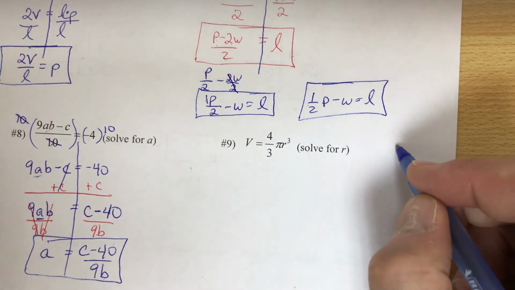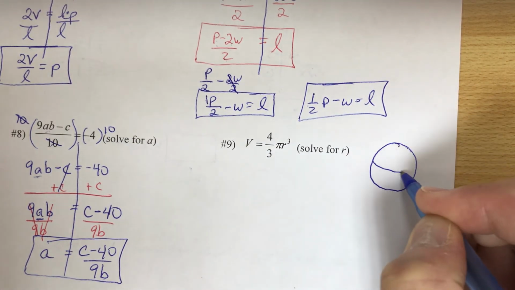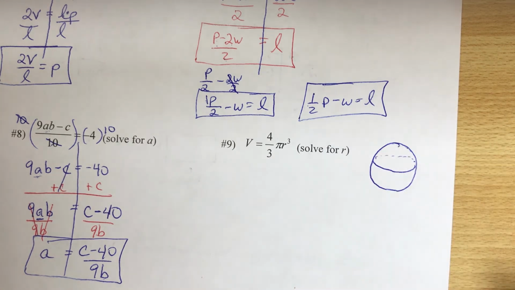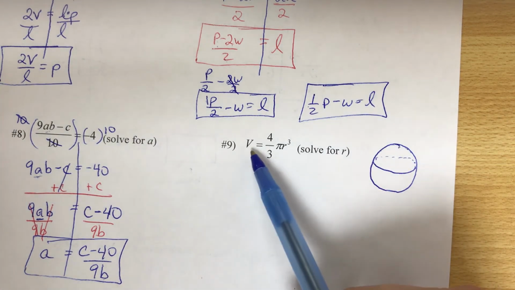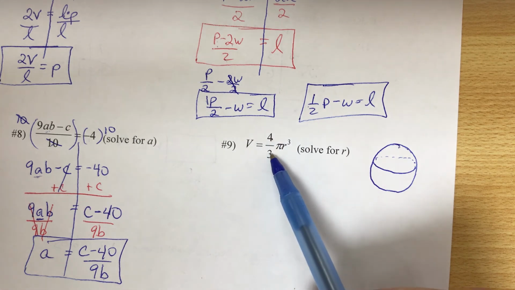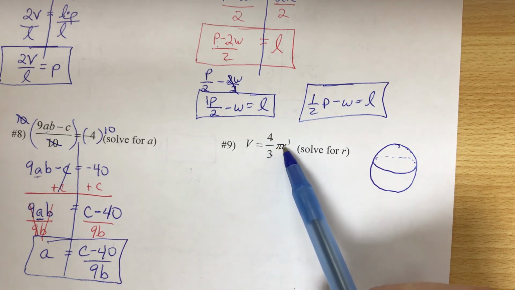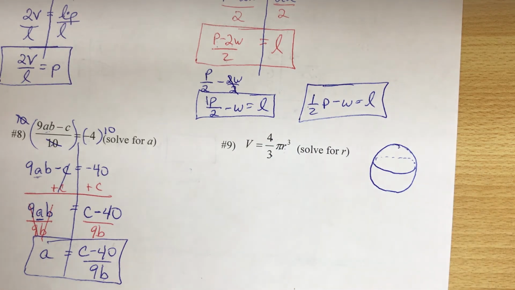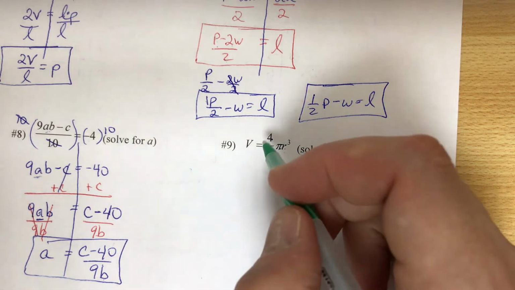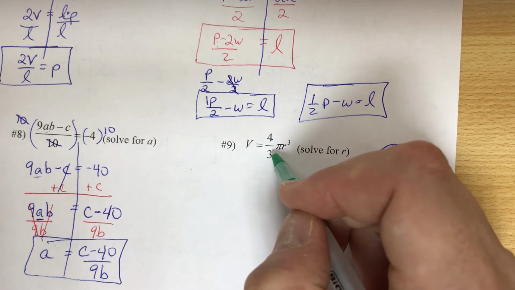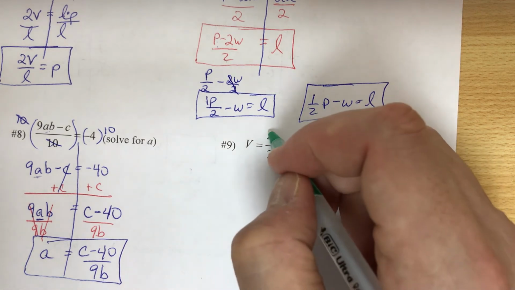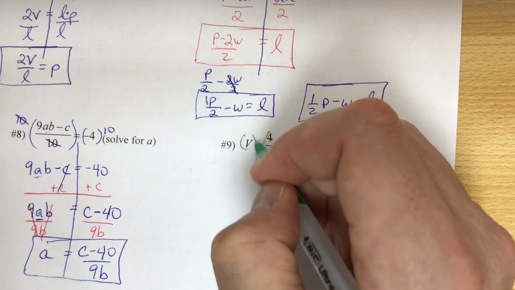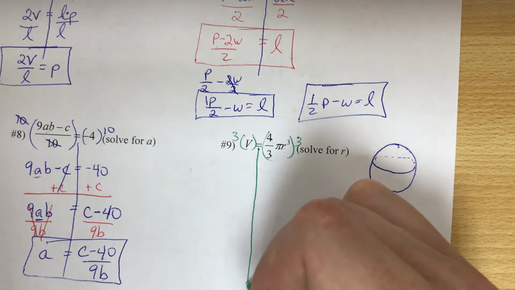This is actually for a sphere, which is a ball. Volume equals 4/3 times pi times the radius cubed. We're going to solve it for r. All right, so first thing we'll do here, I'm going to undo the division part because it's all of this divided by 3. So let's multiply both sides by 3.